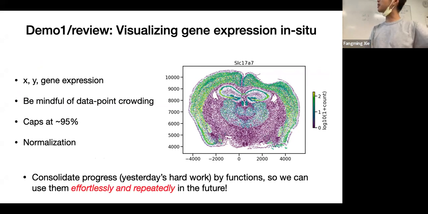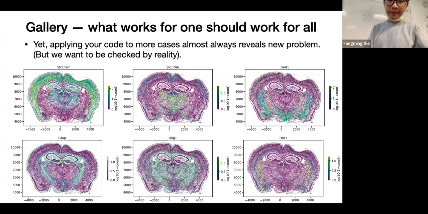Actually, all of what we did is summarized by one function that I handed over to you today. You can just run it and it'll generate this, okay? And you can obviously apply it to different genes. SLC17A7 is just one example. Then you can apply it to other genes. Some genes will have very different spatial patterns.